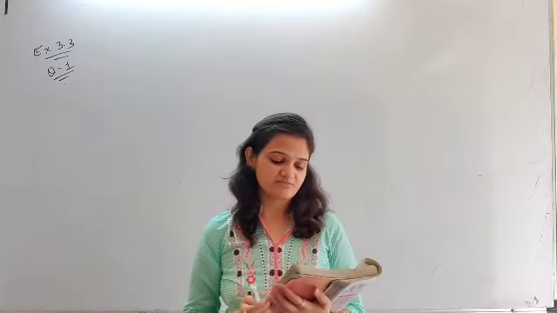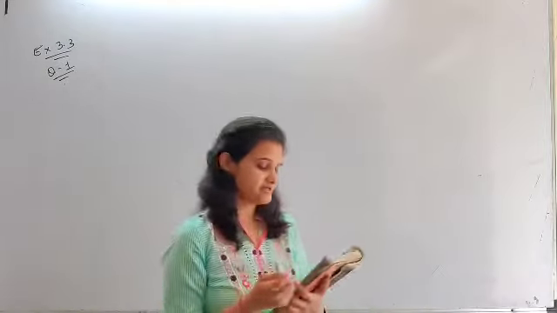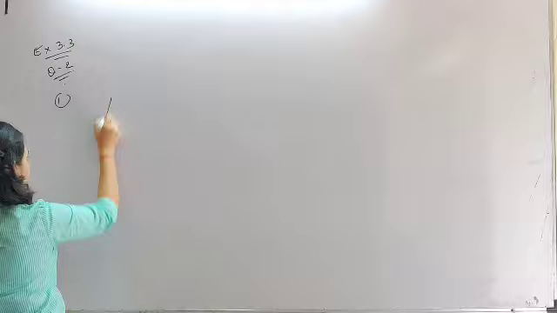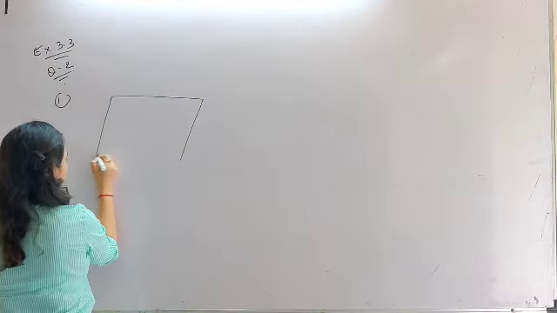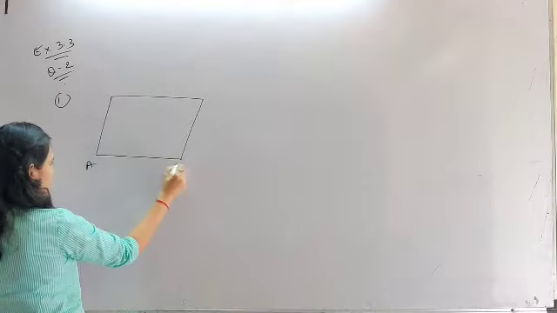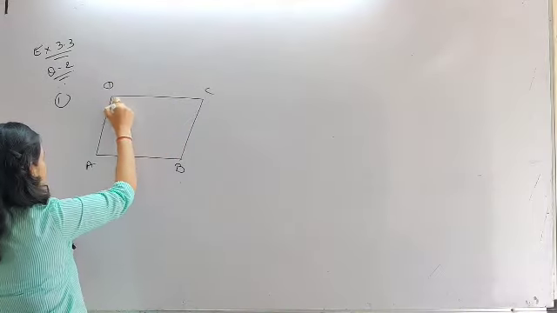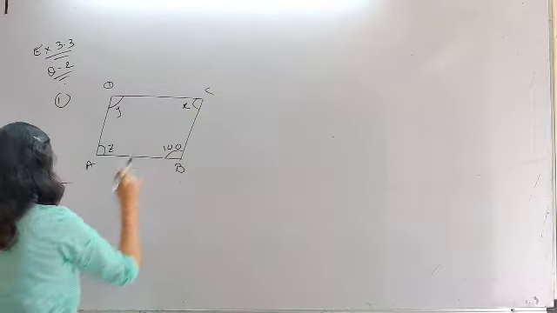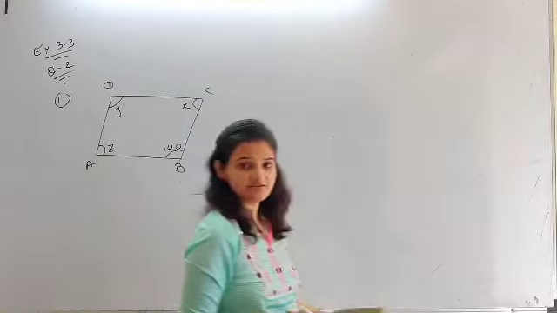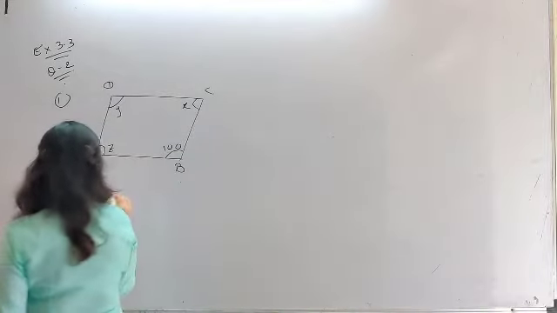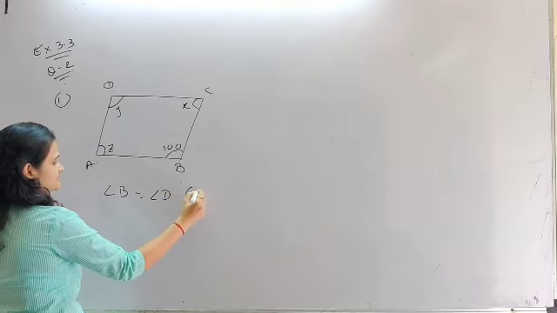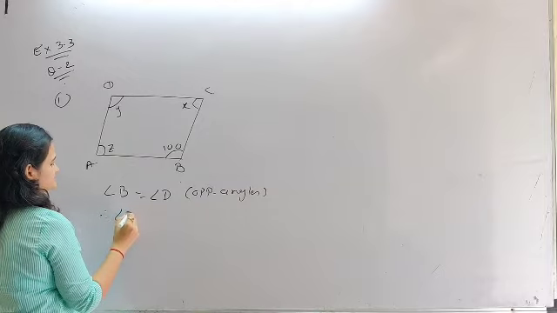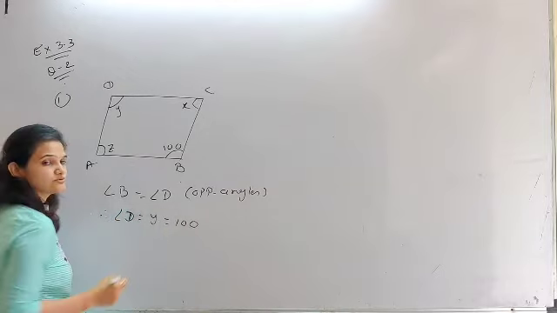Then question number 2. Consider the following parallelograms. Find the values of unknown x, y and z. So question number 2, first sum. Parallelogram ABCD is given. Here it is y, z and x, and one angle is given, that is 100. Now we have to find x, y and z. So first of all, angle B is same as angle D. They are opposite angles. Therefore, angle D is equal to y is equal to 100.